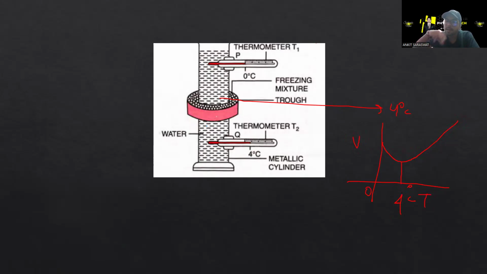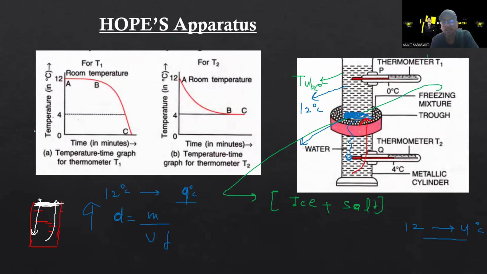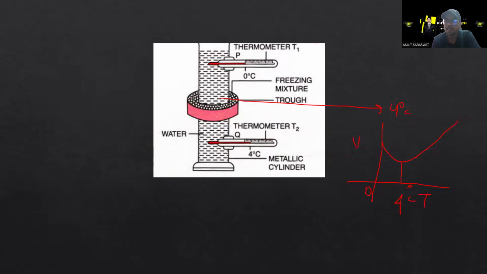So the entire liquid below this central portion reaches 4 degrees Celsius temperature. But there is no change in the temperature of the upper portion. From the graph also you can see the upper portion is still at 12 degrees Celsius. But the lower portion temperature is dropping from 12 degrees Celsius to 4 degrees Celsius. And after 4 degrees Celsius, there is not much change. There is no change in the temperature of the lower portion of water. Now, why is it so? I will explain.